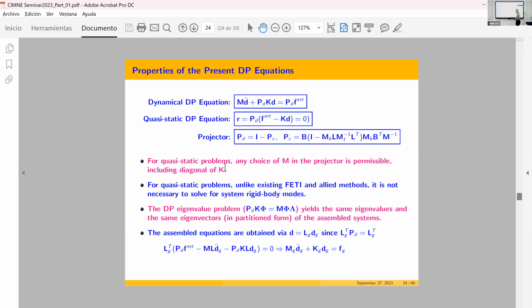For the eigenvalue problem, this guy equals zero, and setting d double dot equal to minus omega squared d. What's really amazing about this is the eigenvalues of this lambda are exactly the same as the assembled system eigenvalues. This is not assembled. Okay? And the eigenvectors of this system, after some scaling, are exactly the same as the assembled eigenvectors. That is it. It's a polynomial. It's P. P is related here. This is the assembled eigenvector. This is the partitioned eigenvector.